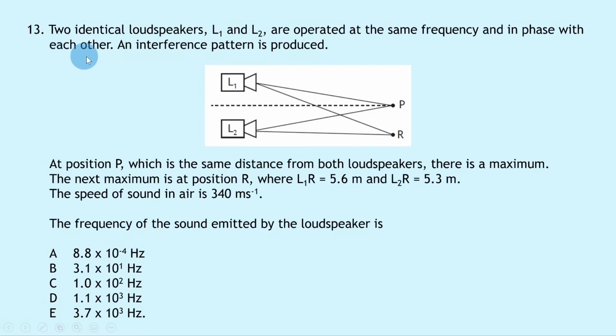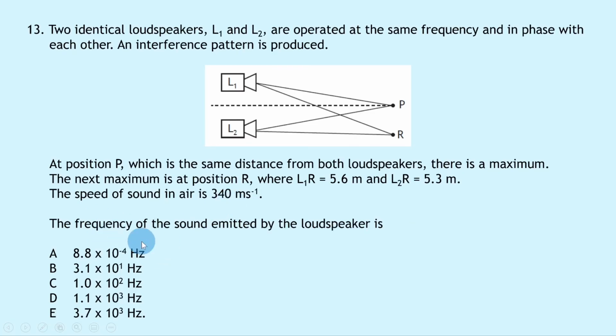Question 13 says 2 identical loudspeakers L1 and L2 are operated at the same frequency and in phase with each other. An interference pattern is produced. At position P, which is the same distance from both loudspeakers, there is a maximum. The next maximum is at position R, where L1R equals 5.6 meters and L2R equals 5.3 meters. The speed of sound in air is 340 meters per second. The frequency of the sound emitted by the loudspeaker is.